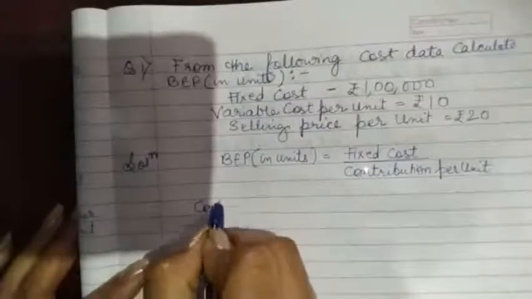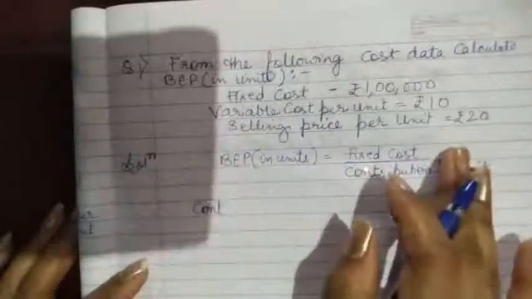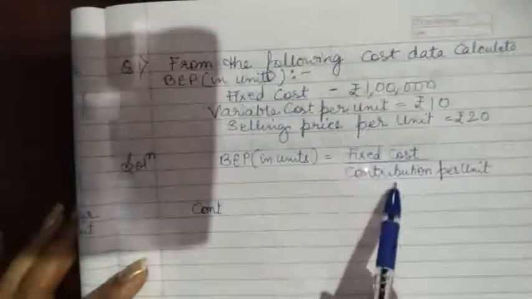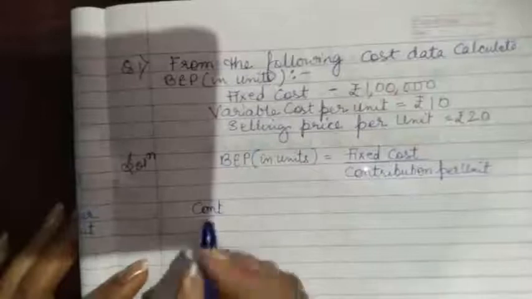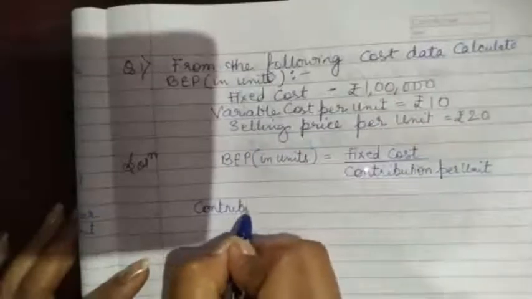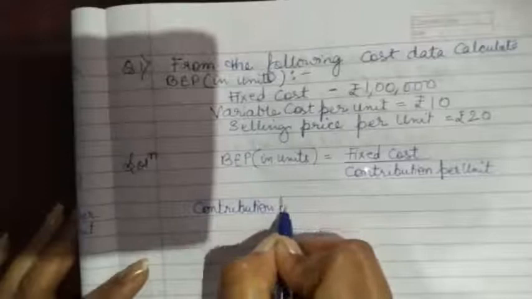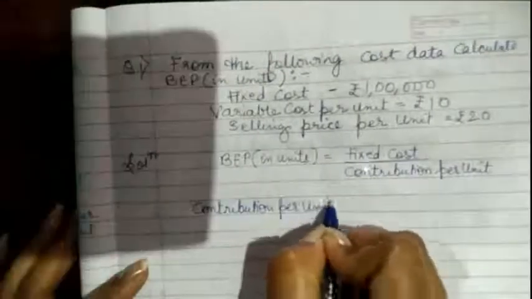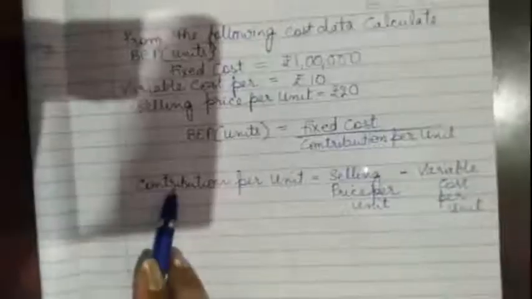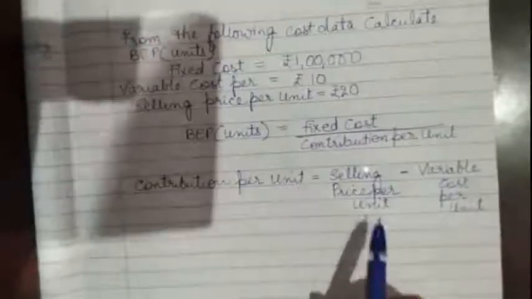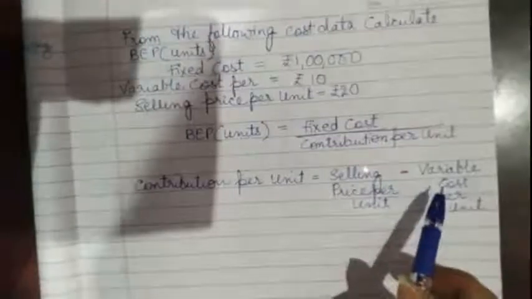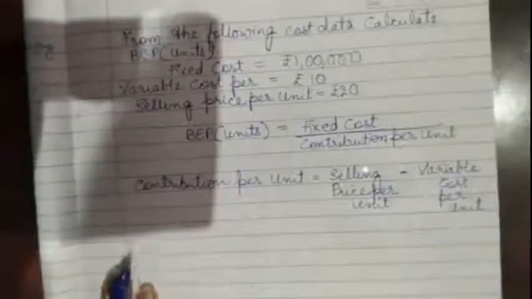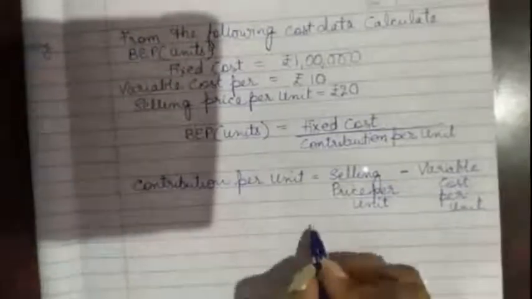As I told you, the first step is to write down the formula and then see what is given and what is not given. So fixed cost is given, contribution per unit is not given. So calculate contribution per unit. Contribution per unit is equal to selling price per unit minus variable cost per unit. This is the formula for contribution per unit.